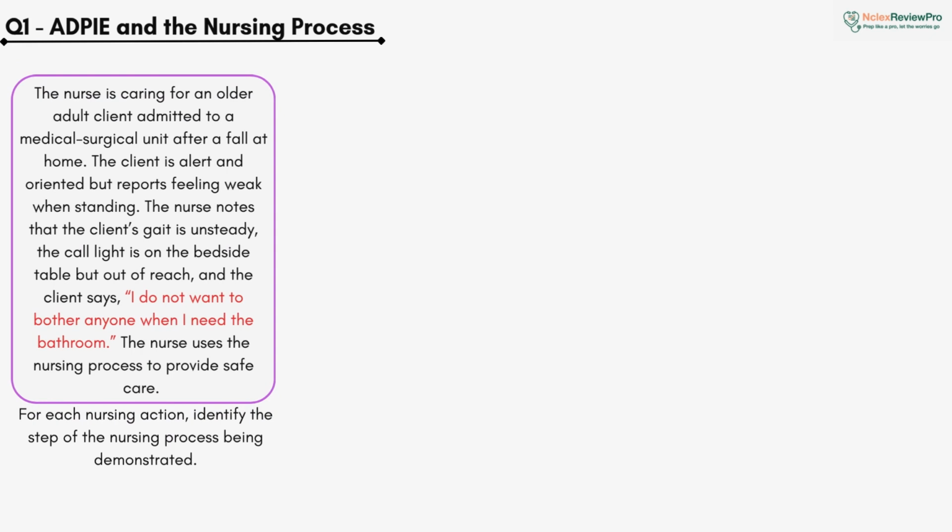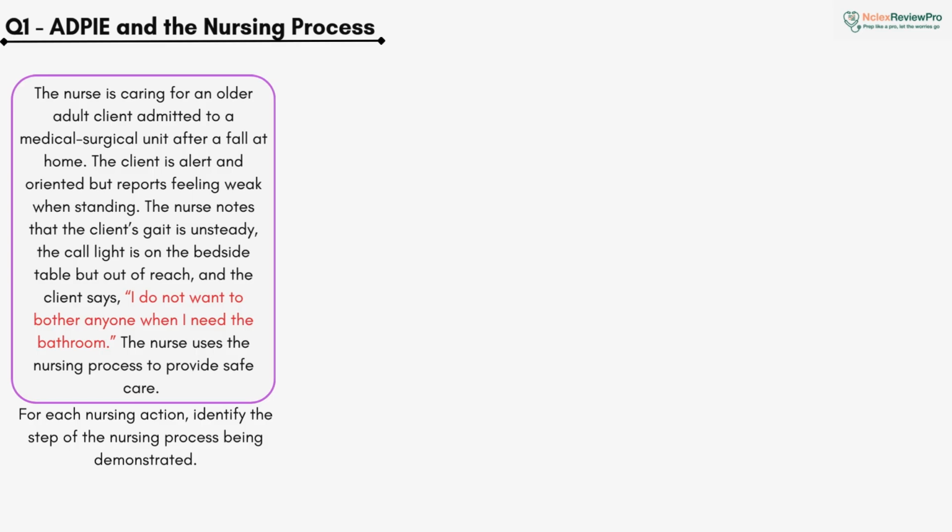The nurse is caring for an older adult client admitted to a medical surgical unit after a fall at home. The client is alert and oriented, but reports feeling weak when standing. The nurse notes that the client's gait is unsteady. The call light is on the bedside table, but it is out of reach. And the client says, "I do not want to bother anyone when I need the bathroom." The nurse uses the nursing process to provide safe care.